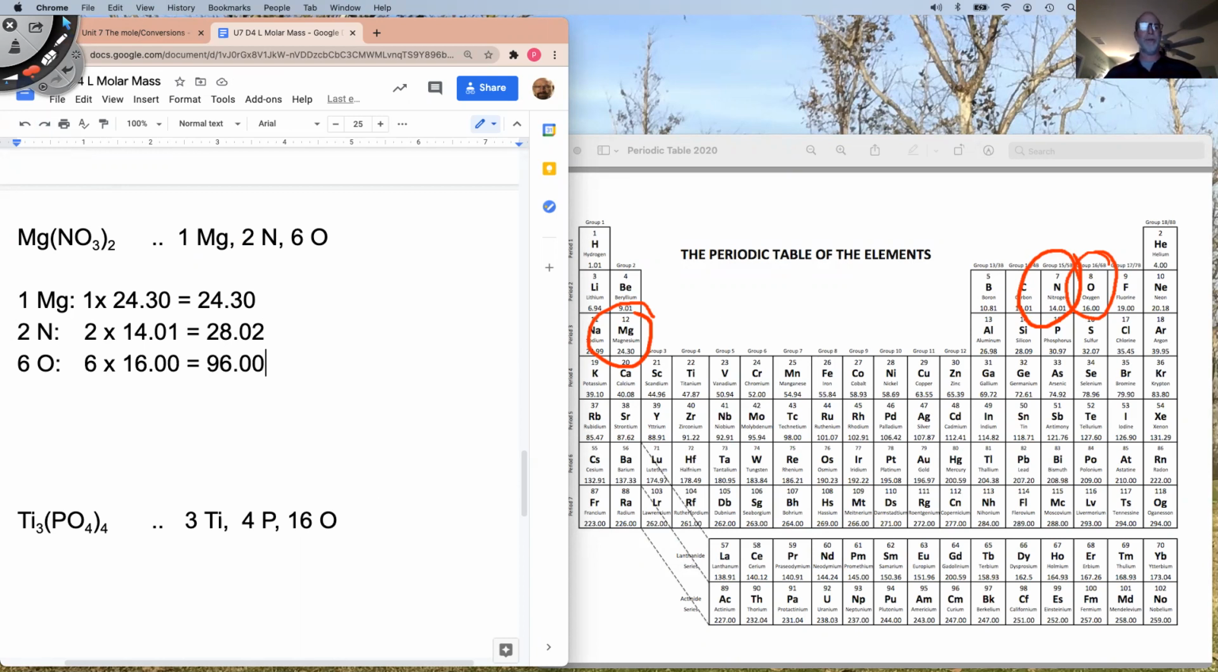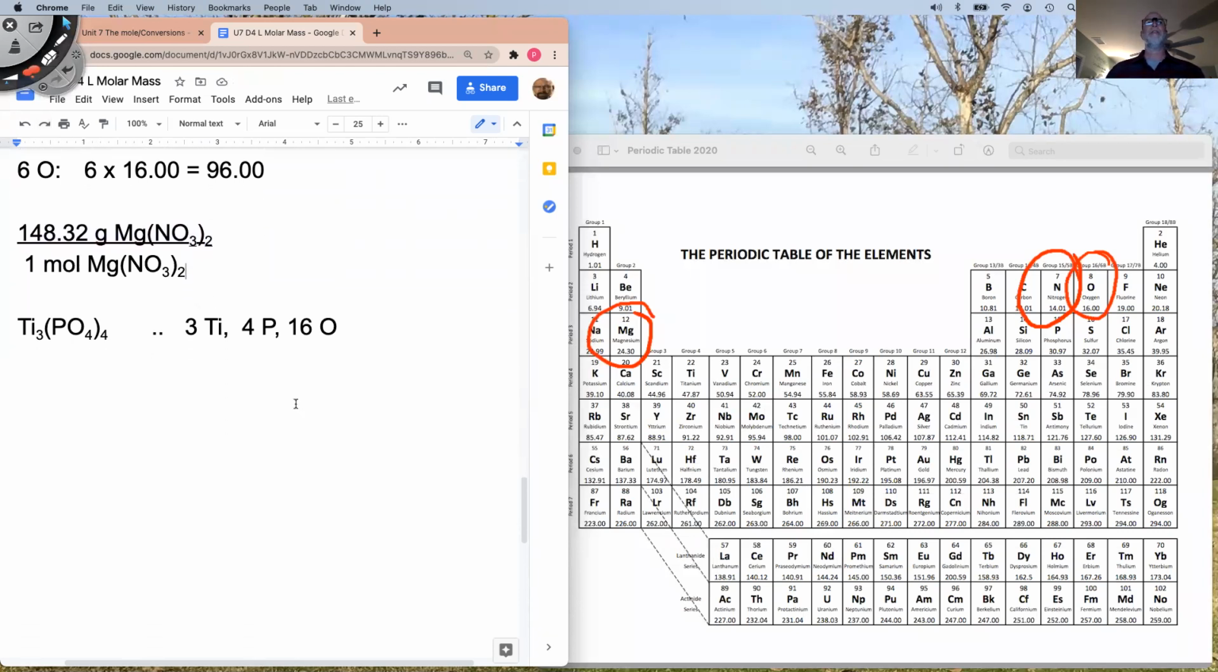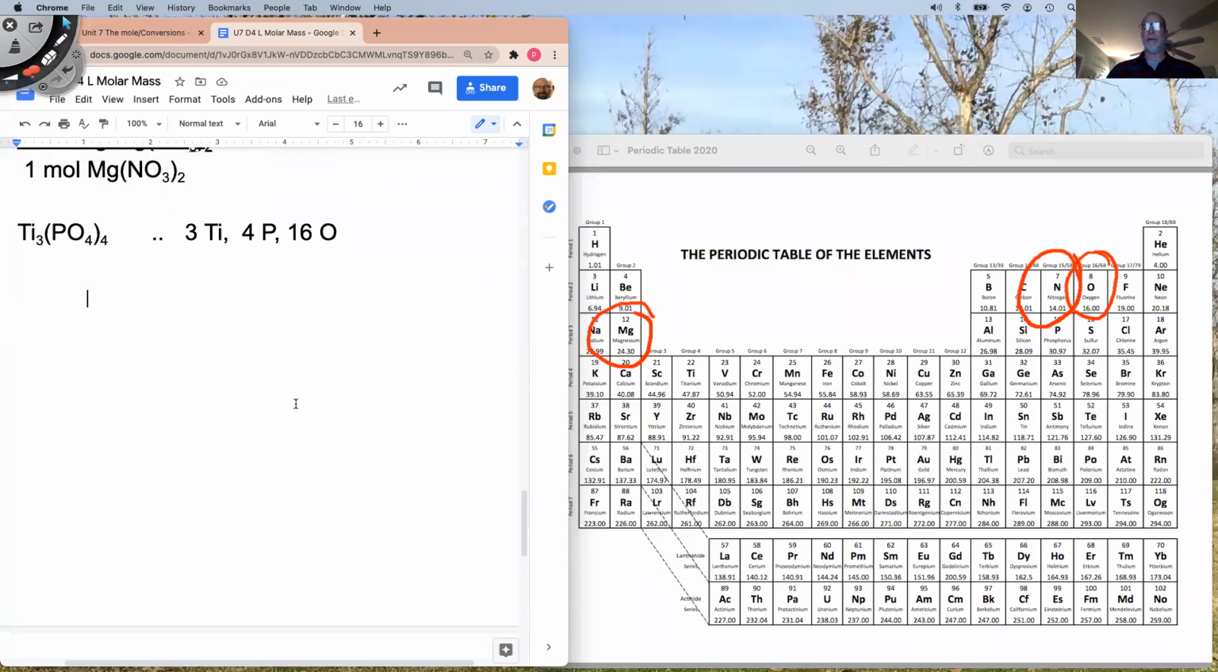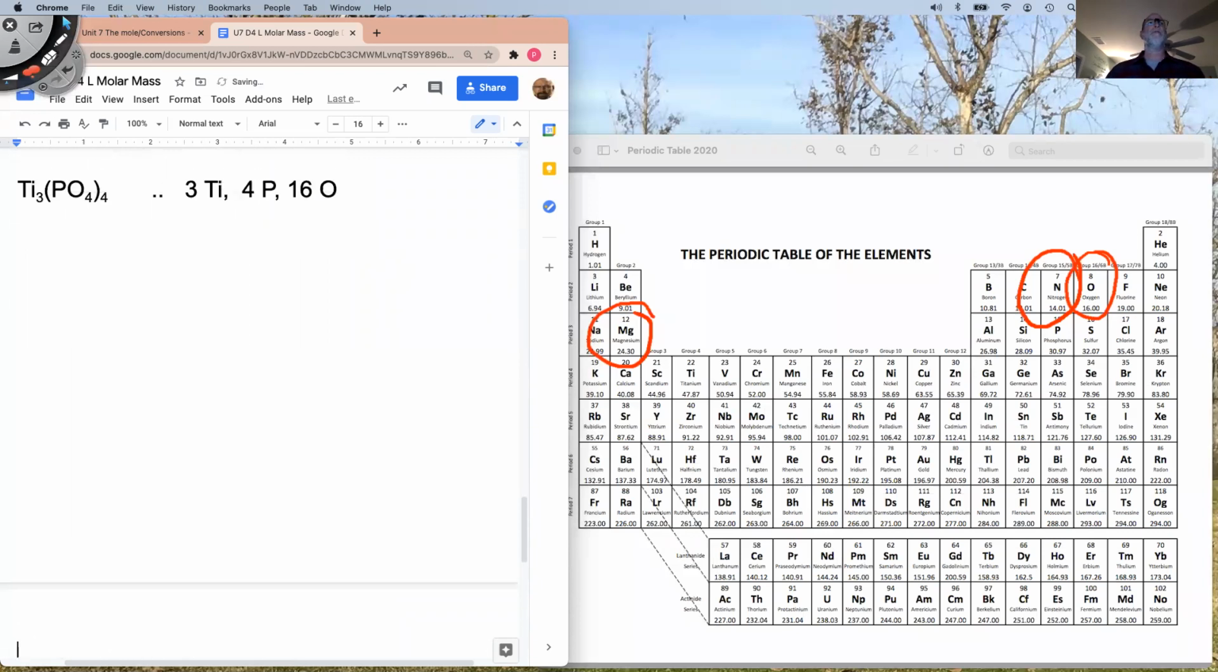Now all we have to do is add up those three numbers. So if we add all these numbers together, we get 148.32 grams of magnesium nitrate per 1 mole of magnesium nitrate. That would be the answer. That's the answer that we're looking for. So let's take a look at this next one, this titanium phosphate molecule. We're going to do the same thing. Why don't you try to calculate it right now, all right?